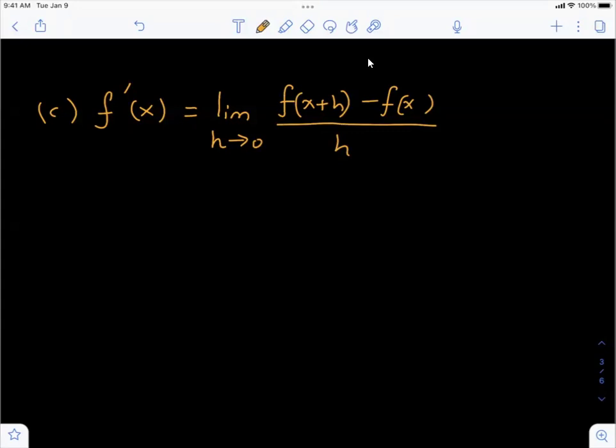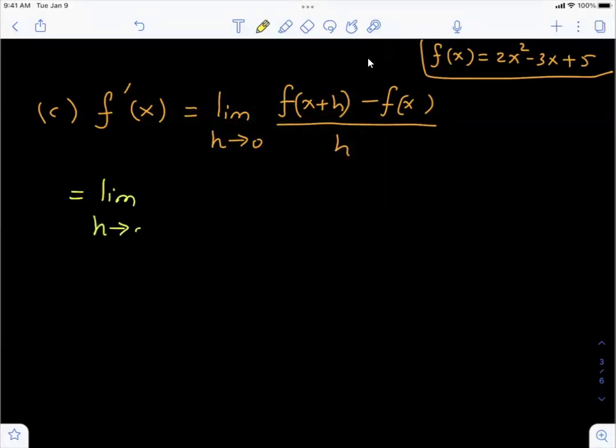Now, what you're trying to do is, don't forget the original definition of the function 2x squared minus 3x plus 5 that will be used frequently in each computation. In the computations, why don't you use a different color? This equals limit h goes to 0.